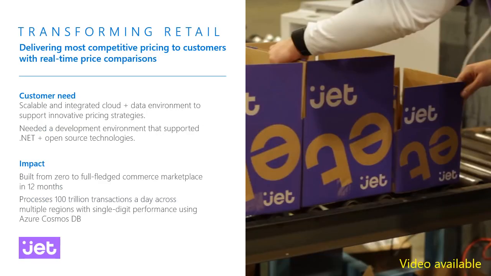Now, there's also another company called Jet.com. Jet.com is also a very popular e-commerce site, one of the bigger competitors of Amazon.com. One of the things they wanted to do in transforming their retail presence online was to deliver the most competitive pricing to customers with real-time price comparisons. They had already created the algorithm for that, but the way they could amp that further was to use a very fast NoSQL database in the background to process 100 trillion transactions a day across multiple regions using single-digit latency, and they were able to achieve that using Azure Cosmos DB.